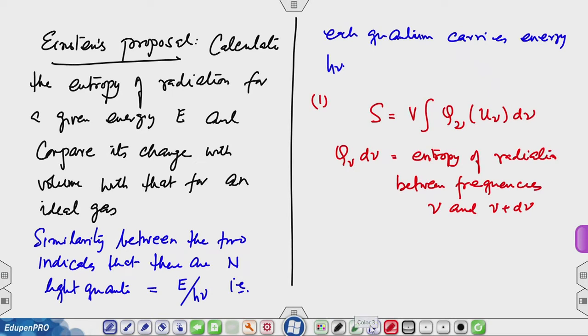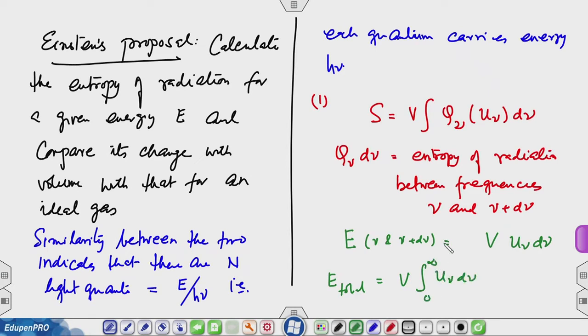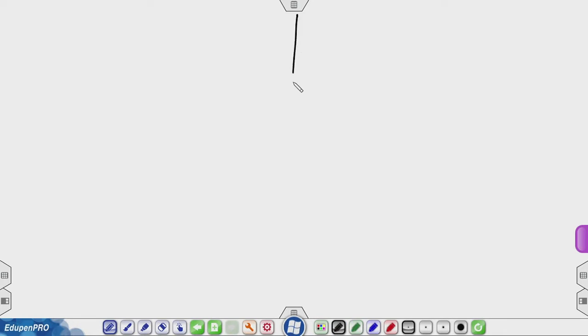Obviously, the corresponding energy of the radiation between nu and nu plus d nu is going to be u nu d nu times the volume. And the total energy E is V integral u nu d nu, 0 to infinity. So thus we have introduced certain definitions. So we have introduced the spectral distribution of the entropy. Now this step I am not going to do, but just state it.